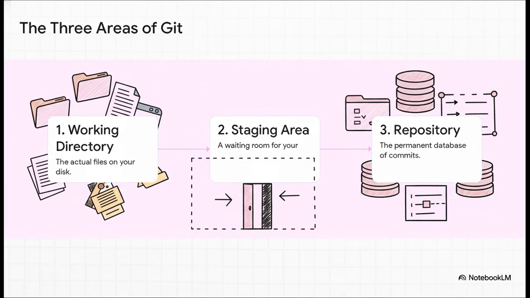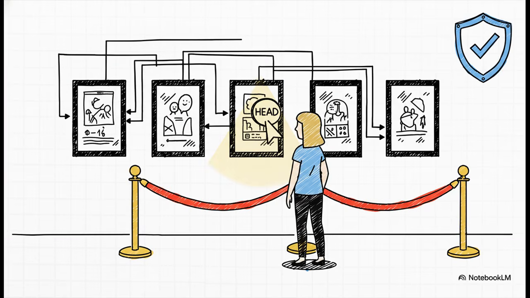And finally, you have the repository itself, the permanent, unchangeable history of commits. Knowing these three zones is essential to understanding what the undo tools actually do. First up is Git Checkout.